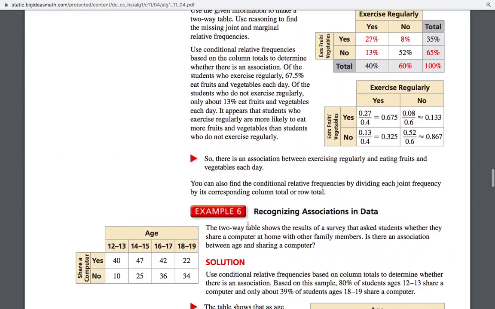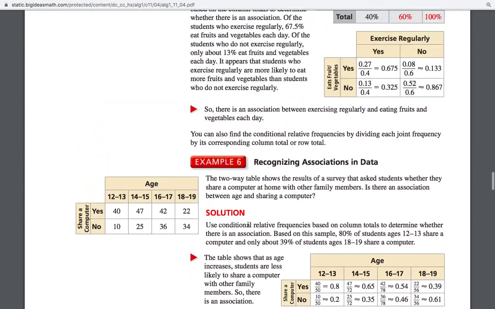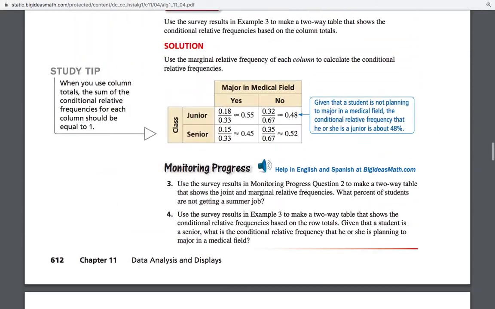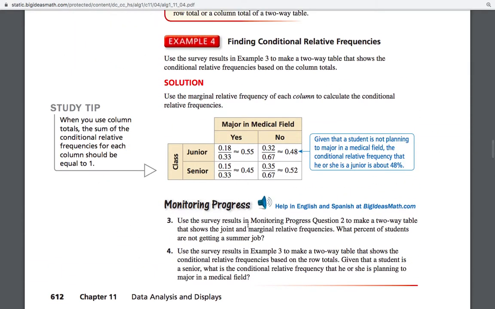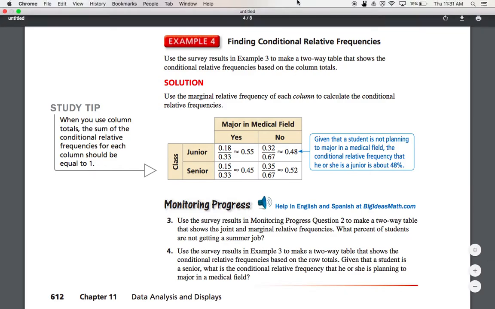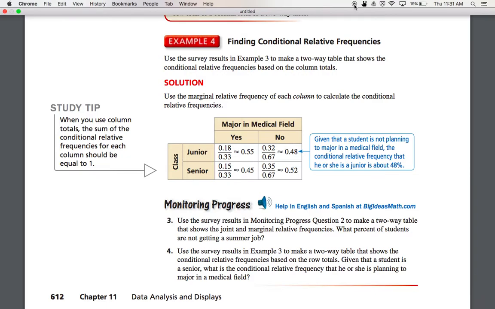Don't worry about example 5, example 6. We don't need to know that. You're not going to see questions on it. But you will see all sorts of things on two-way tables. You're going to have to create them. You're going to have to create or find the joint relative frequencies, conditional relative frequencies, all of it. So look at this again. Make sure you're taking notes, all that good stuff, so you're ready to go on 11.4.